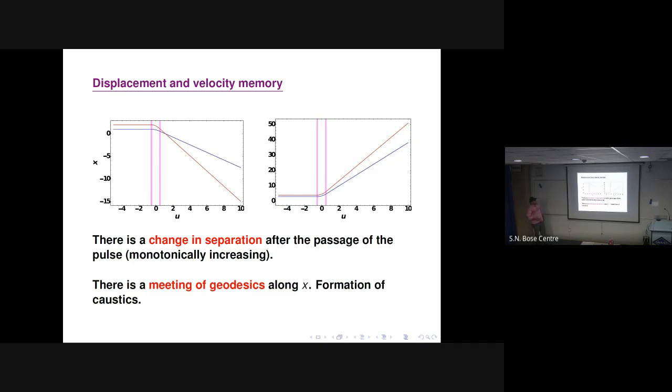And if you now differentiate the solutions, you will get a velocity memory, which I have not discussed. But as you can understand, you will get a velocity memory because this separation is changing. So there will be a velocity.